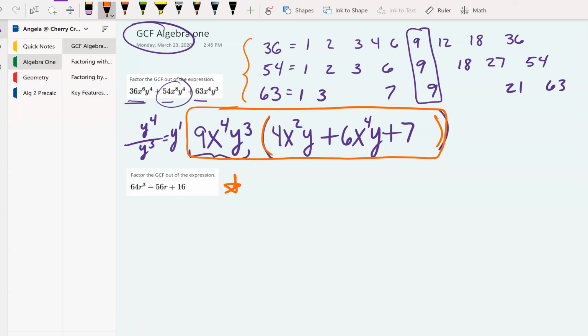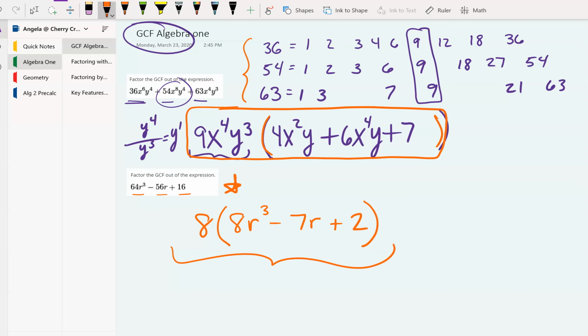So 64, 56, and 16. What do you guys think? 8? I think 8 will work. Let's try 8. Let's pull out an 8. And you see here that there is not an r common to each of these terms, so it looks like 8 is all that we'll be pulling out, and we're going to be left with 8r cubed minus 7r plus 2, and there you go.